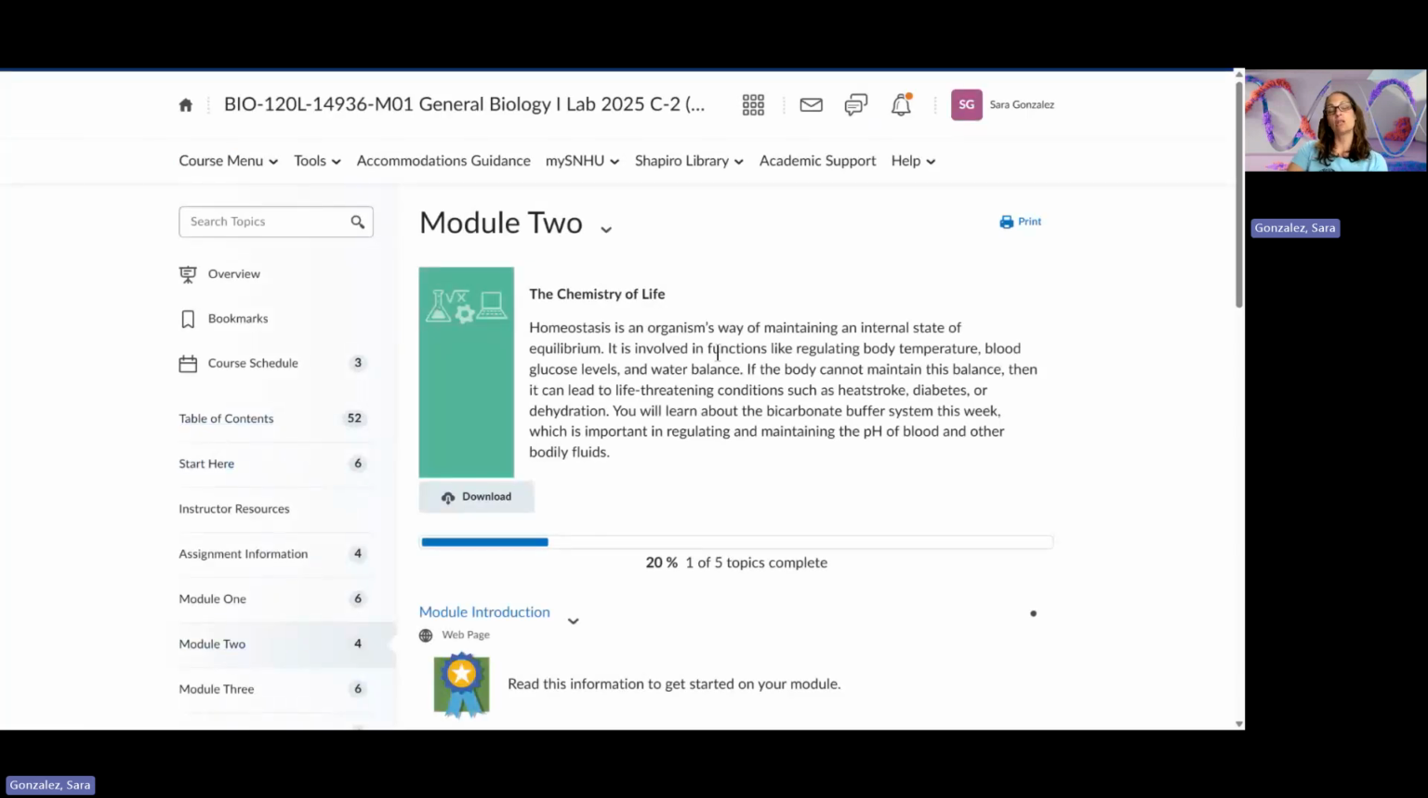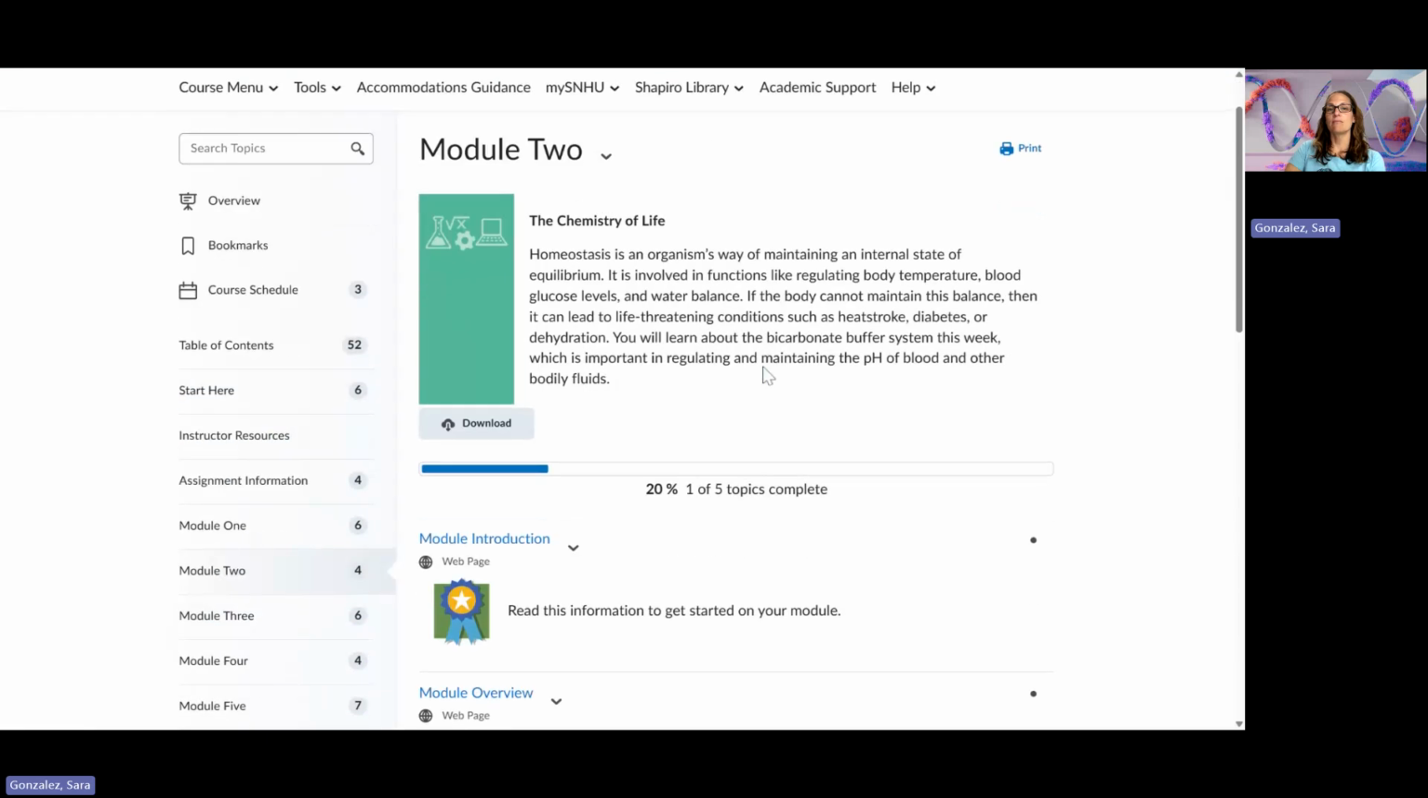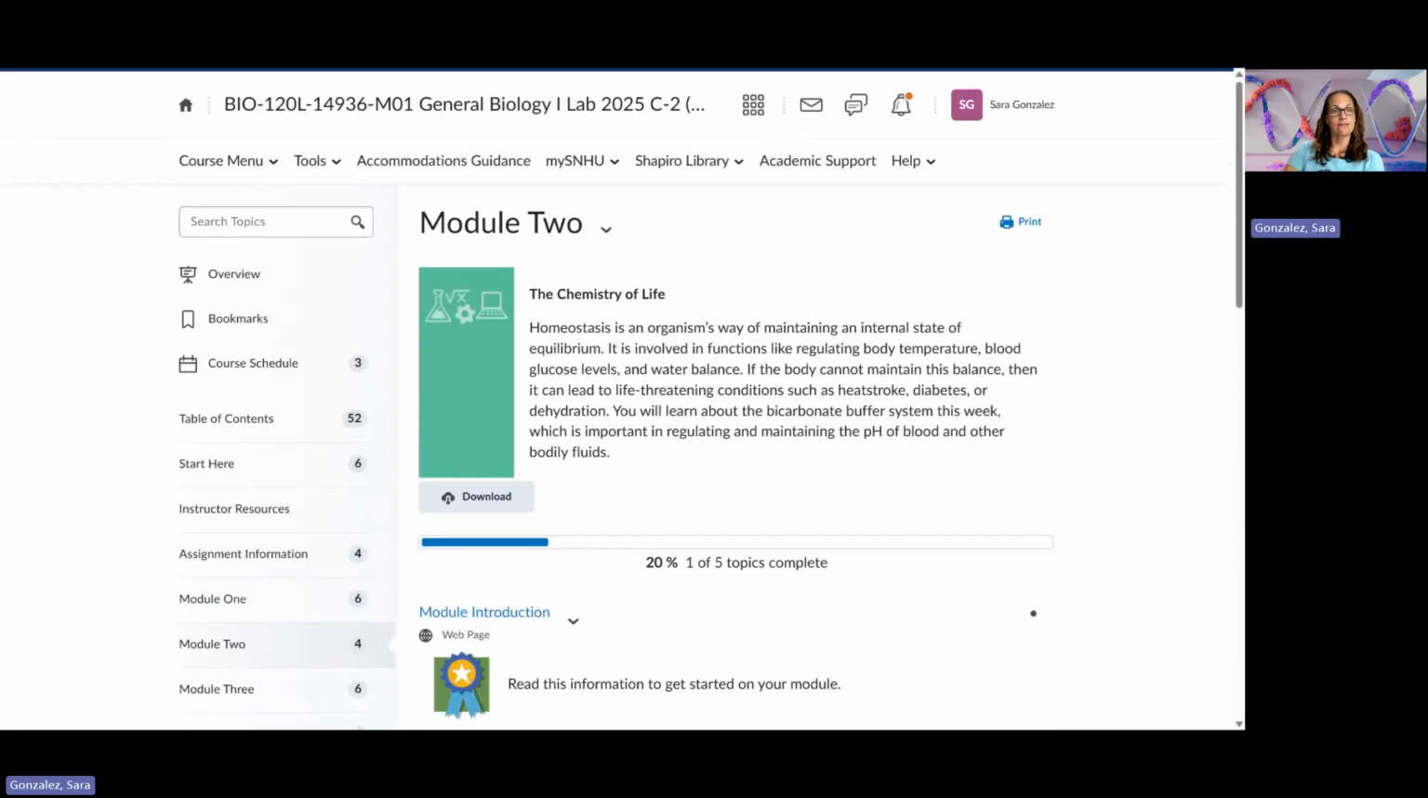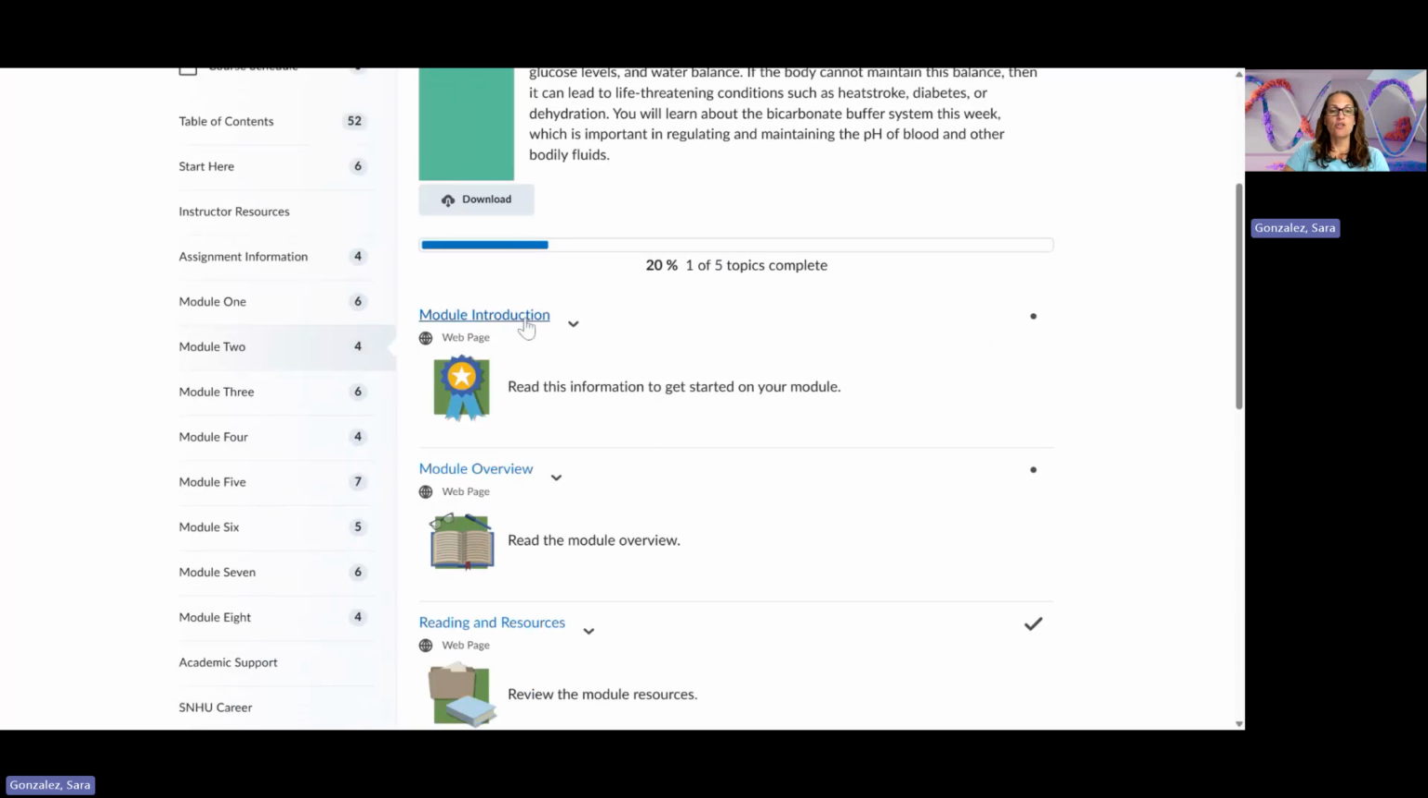Module 2 is going to look at the chemistry of life. I know you probably see the word chemistry and have a little bit of apprehension about chemistry. Yes, this is a biology lab, but chemistry plays a big portion as well. So we know about homeostasis or equilibrium, a way of maintaining something. For instance, maintaining your internal body pressure, maybe maintaining your blood pressure, maintaining your glucose levels, all having to do with homeostasis.